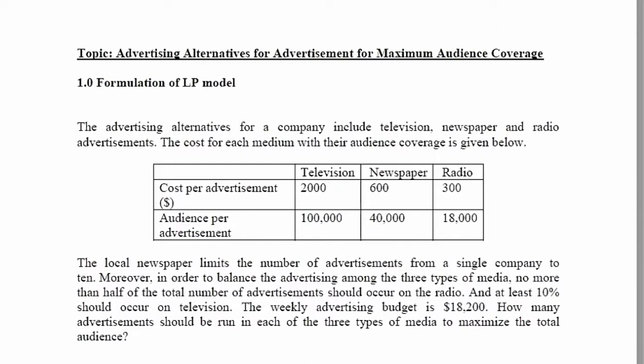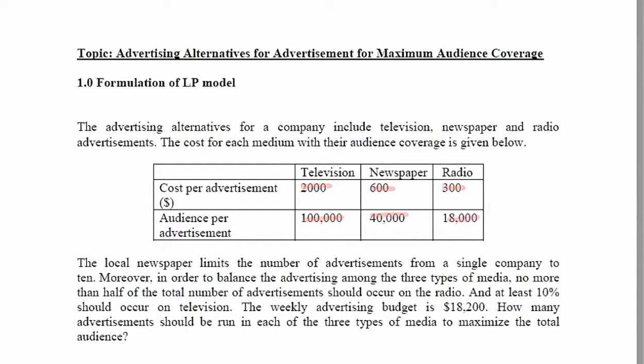Today our group is going to present about the advertising alternatives for maximum audience coverage. This is an example of a problem regarding advertisement. The advertising alternatives for a company include television, newspaper, and radio advertisement. The cost for each medium with their audience coverage is given below. Cost per advertisement for television, newspaper, and radio are 2,000, 600, and 300 respectively, while audience per advertisement is 100,000, 40,000, and 18,000 respectively.